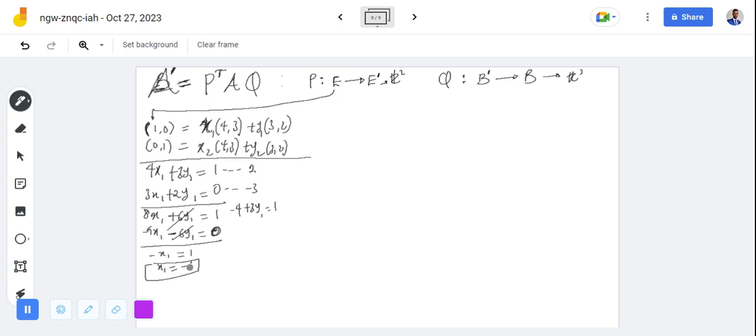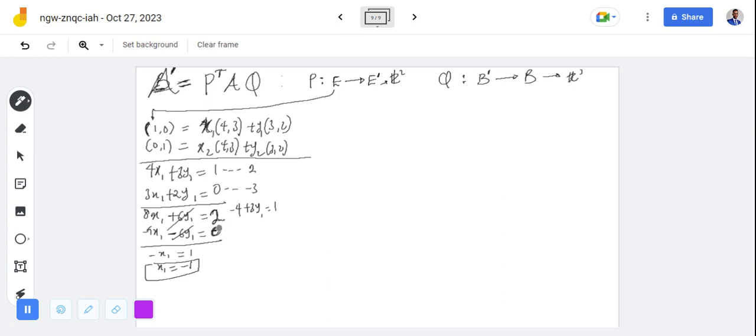x1 is equal to minus 1. Is that correct? We need to verify if that is correct or not. I have 4 times x1, that's 4x1, then plus 3y1 equals 1, right? And I also have 3x1 plus 2y1 equals 0, right? So if I multiply 4x1 times 2, that's 8x1, then 3y1, that's 6, plus 2. That's what I'm trying to look for, the error.